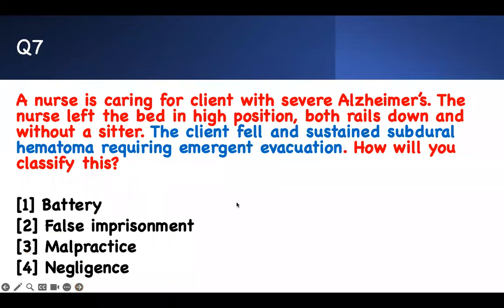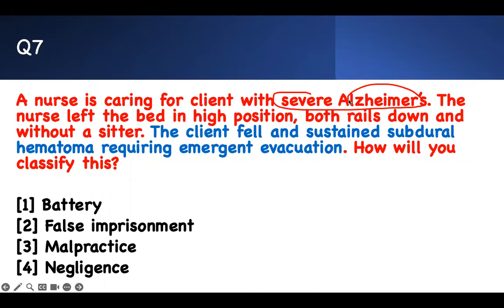Number 7. How would you classify this, right? A nurse is caring for a client with severe Alzheimer's disease. The nurse left the bed in a high position, both rails down and without a sitter. The client fell and sustained a subdural hematoma requiring immediate evacuation. How will you classify this?